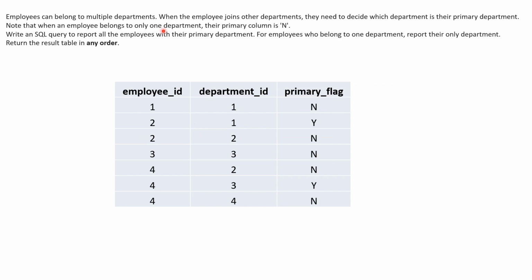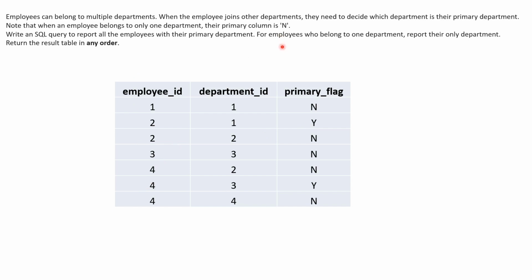Okay, so this is the question. In this question, we are given this table, which is the employee table, and it has these columns: employee ID, department ID, and the primary flag, right? So employee ID and the department ID combination is the primary key for this table. Employee ID is the ID of the employee.